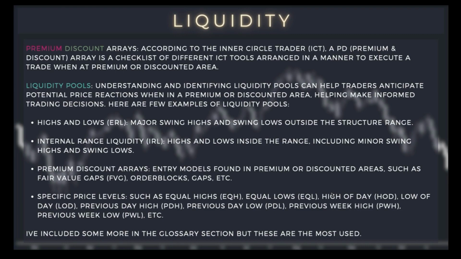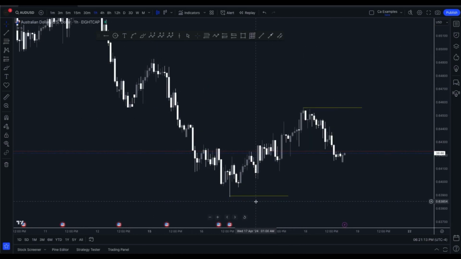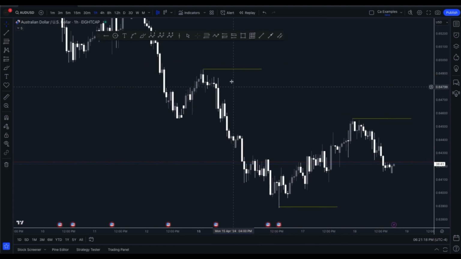And here are a few examples of liquidity pools. One could be highs and lows, which could be external range liquidity, or considered that: major swing highs and swing lows outside the structure range. Let me show you what I mean by that real quick. Really, all external range liquidity is just these highs and these lows right here that are outside of the overall structure.